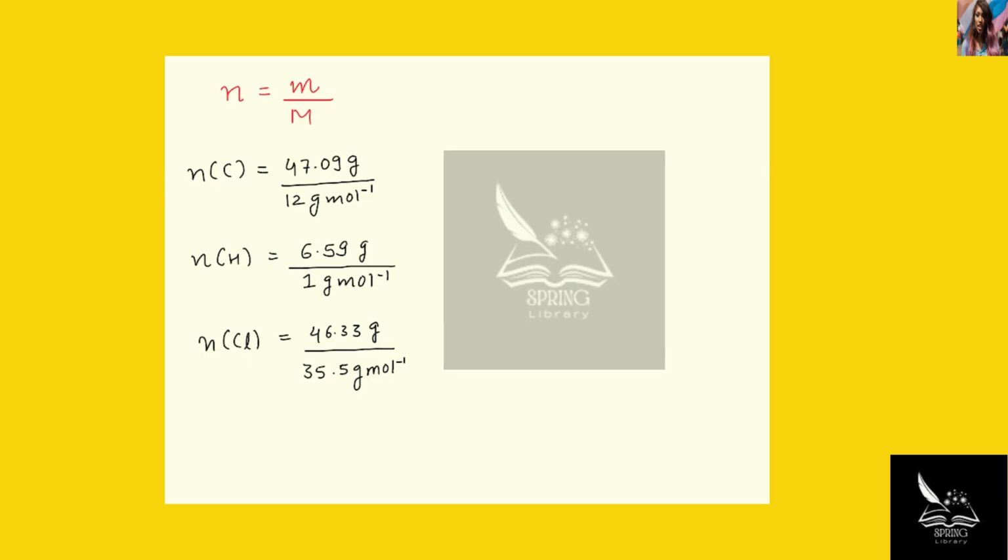In this manner, now we can eliminate the common unit gram from all cases, and on solving this we are getting moles of carbon equal to 3.92 mole, moles of hydrogen equal to 6.59 mole and moles of chlorine equal to 1.30 mole.